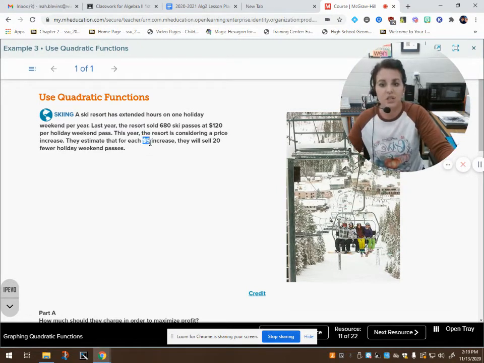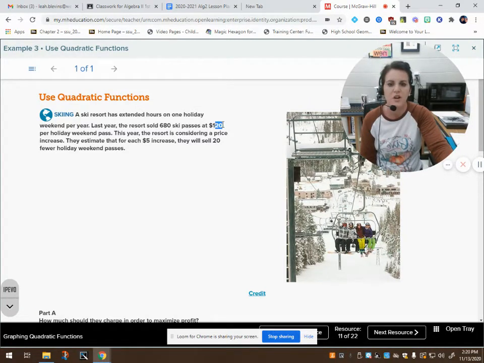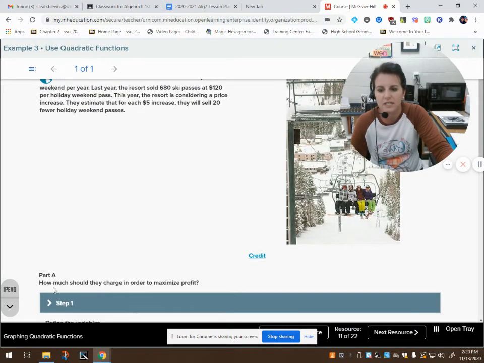They're raising the price, so they're getting $5 more per pass. However, they're going to sell to 20 fewer people. We've got to figure out whether they are going to take a loss. Well, think about that. They're getting $5 more, so they're going to be selling them for $125, but then they're going to sell 20 passes fewer. So at that price, they will probably sell 660 passes instead. So we have to think about this. How much should they charge in order to maximize profit?